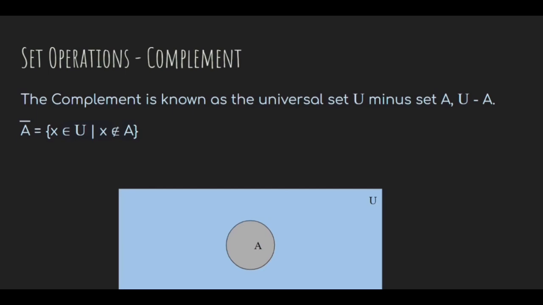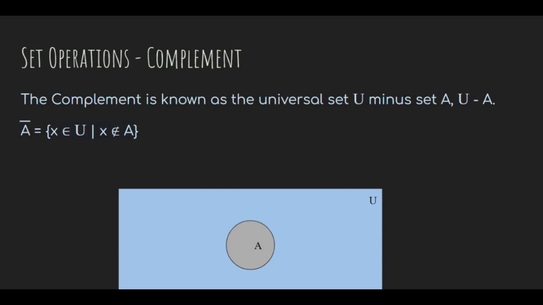Set operations, we're going to look at a complement. The complement is known as the universal set minus whatever set you have. Let's say, for example, it's set A. So the universal set contains all elements. Any element you can think of, 1, 2, 3, 4, 5, infinity, whatever. It contains all elements. So whatever set A contains, the complement of that would be everything else. Like whatever is not in set A is the complement of set A.